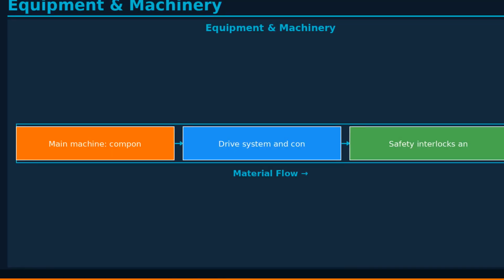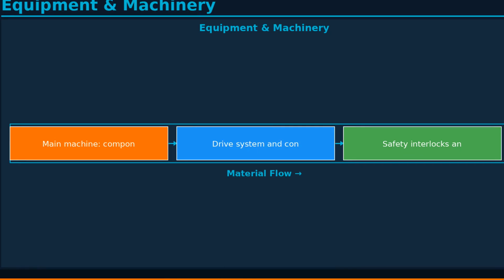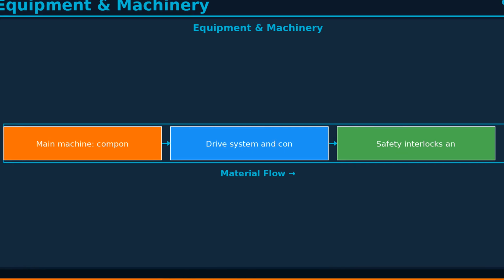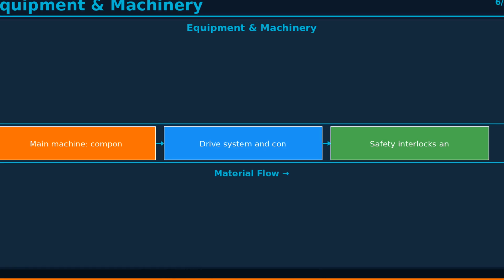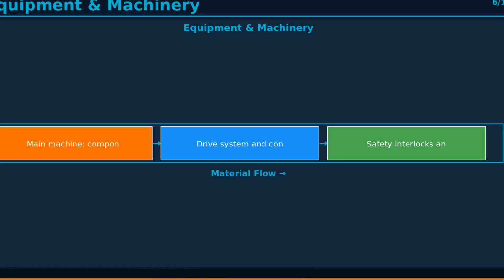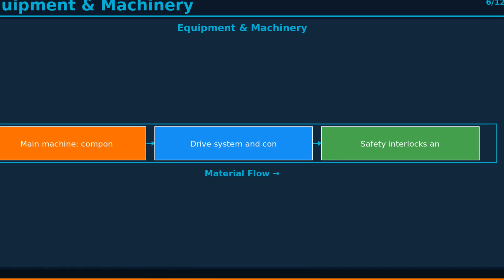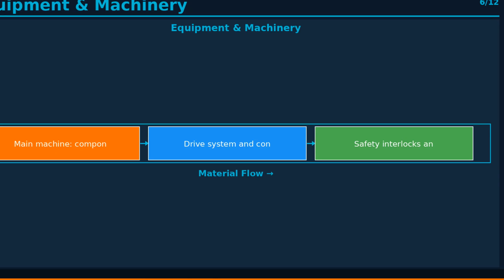The equipment used in tensile testing of plastics on UTM machine consists of a main processing unit, drive system, and control instrumentation. Each component performs a specific function that contributes to the overall process efficiency. Safety interlocks and sensors protect operators and ensure consistent product quality.